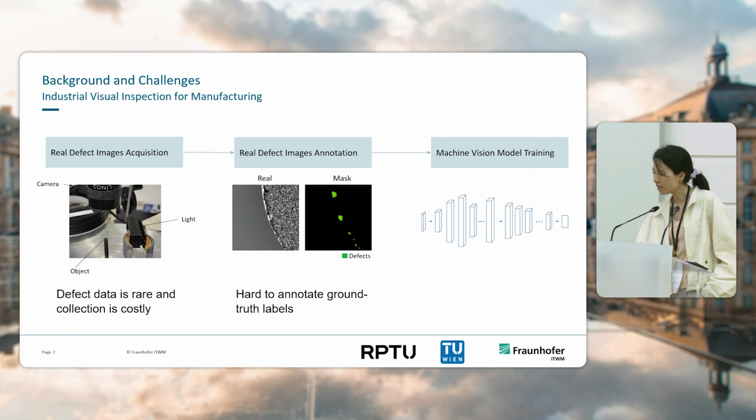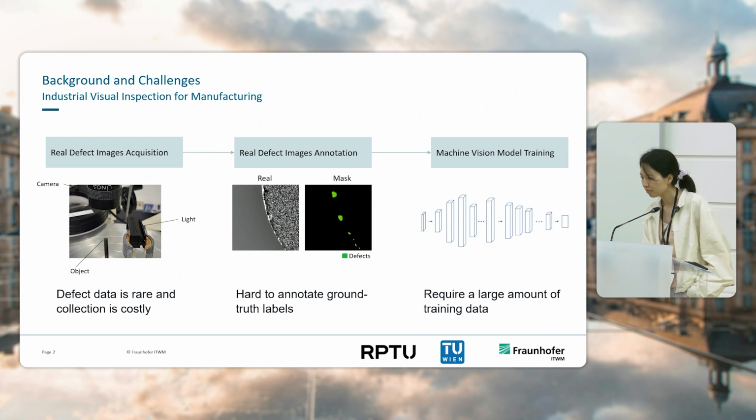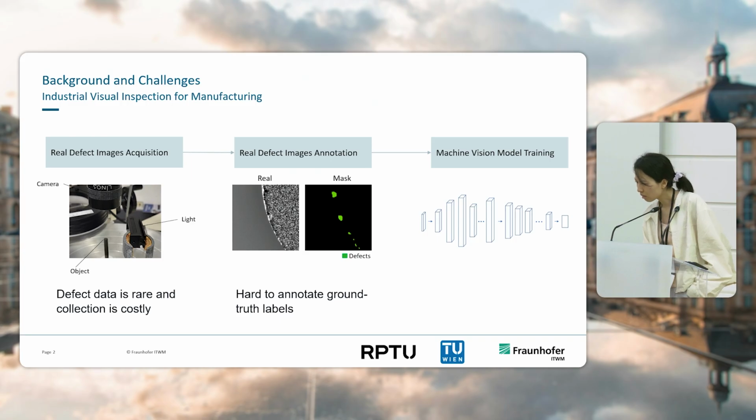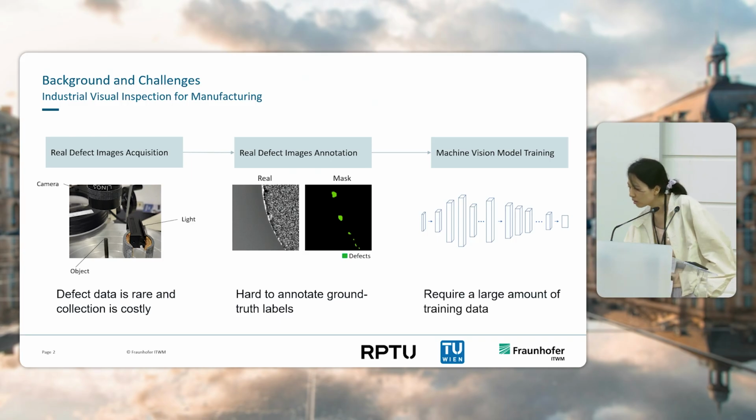Second, annotation is hard. For surface defects, boundaries are often ambiguous, and creating precise masks requires expert effort. Third, learning-based models usually rely on sufficient training data to generalize across different conditions. Real data alone is often not enough for robust training.